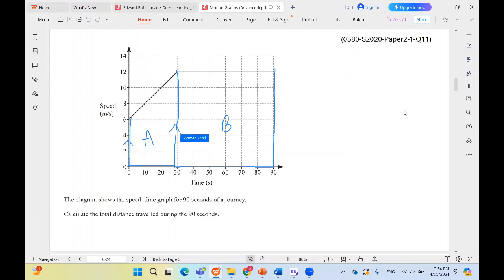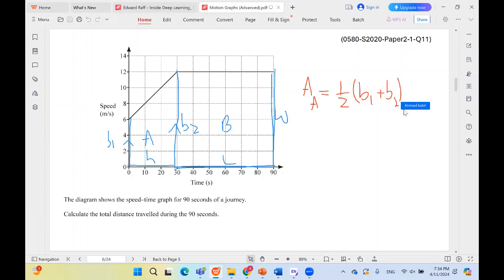The parallel lines are vertical, so this would be B1, this would be B2, this would be the height. For B, this would be the length, L, and this would be the width or the height, W. And now we can proceed to write down the equations and figure things out. So the area of A is half times B1 plus B2 times height.